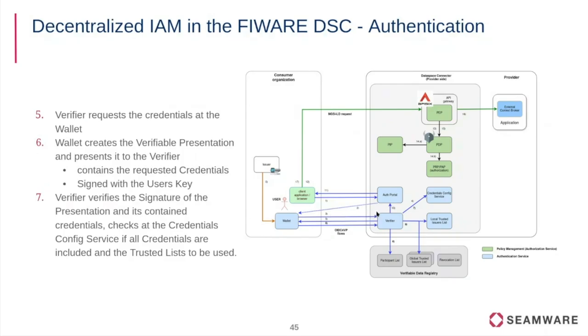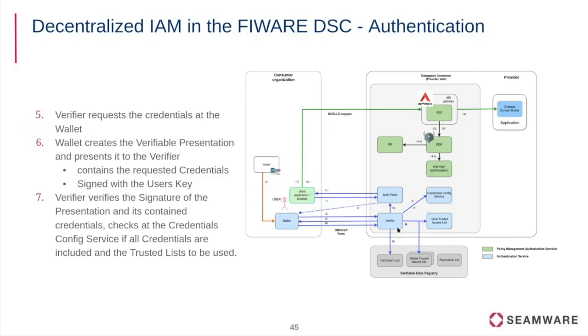Now with that information, the verifier requests the concrete credentials at the wallet. This happens through something called the decentralized claims query language, which is part of the OpenID for Verifiable Presentation protocol. So the verifier sends this query to the wallet. The wallet now checks the credentials stored in the wallet and creates a verifiable presentation. This presentation usually needs to be approved by the user. It's signed with the key of the user. So as mentioned, it's now bound to the user, and it will contain the credentials. Those are then sent back to the verifier as a verifiable presentation.